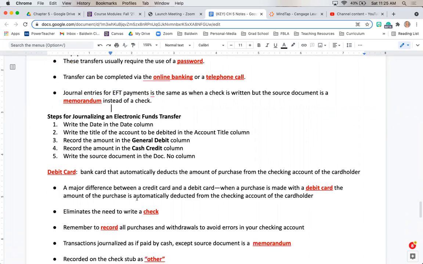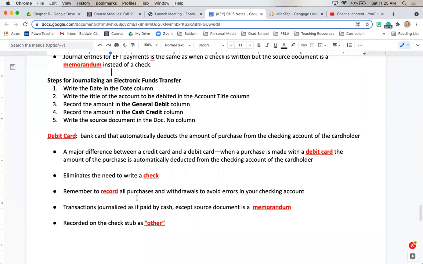Read through those steps. The most common use of electronic fund transfer is with a debit card. Again, the major difference between a debit card and a credit card is that when a purchase is made with a debit card, that amount is automatically deducted from our checking account, whereas a credit card is through a third party. So we are essentially borrowing that money and then paying it back at a rate of interest.